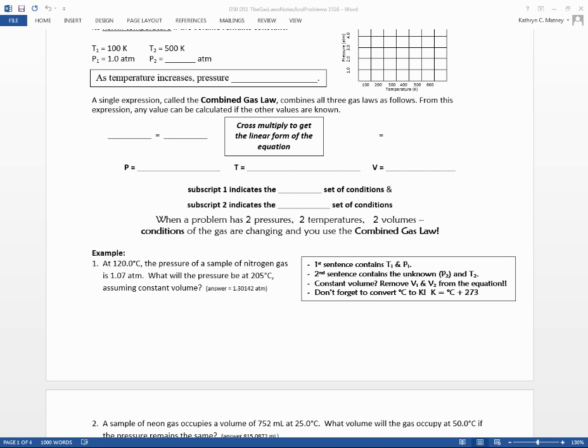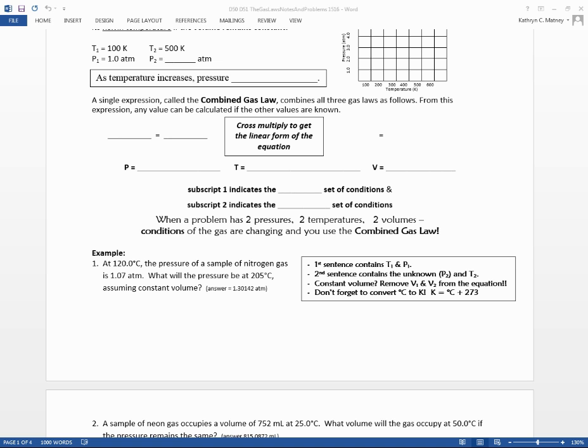And calories or joules are for heat. And heat is different than temperature. I know you think they're the same, but heat is an energy value, and temperature is how hot or how cold something is. So, temperature is measured in Celsius or Kelvin, and for us, it's going to be very important that we always convert to Kelvin when we do this.